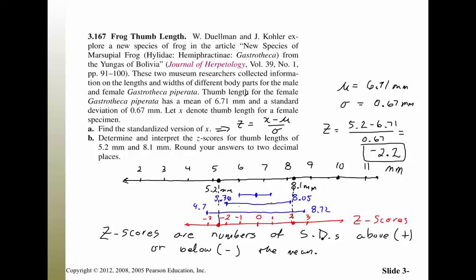So it's standardizing because no matter what the scale is, whether you're talking about a variable where the numbers are in the thousands, or a variable where the numbers are in the range of 0.05, it doesn't matter the magnitude of your numbers. It standardizes it to standard deviations so that we can compare. So we know, okay, 5.2 millimeters, well, that's -2.2. The z-score is -2.2.